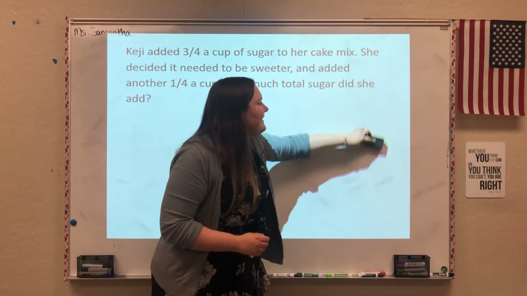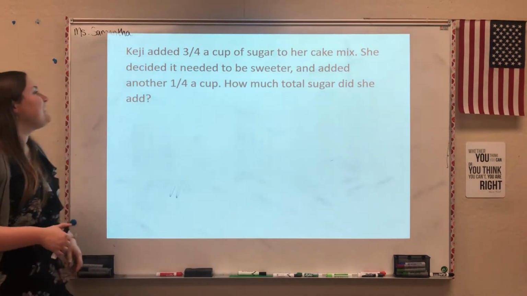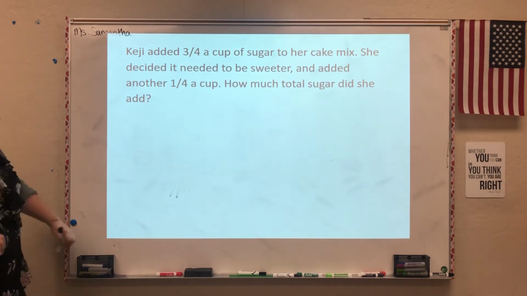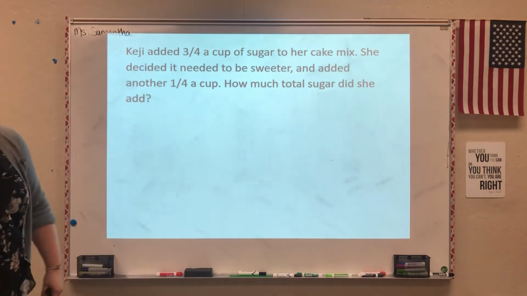This other practice problem says KG added 3/4 a cup of sugar to her cake mix. She decided it needed to be sweeter and added another 1/4 a cup. How much total sugar did she add? All right, so let's check what you've put down.